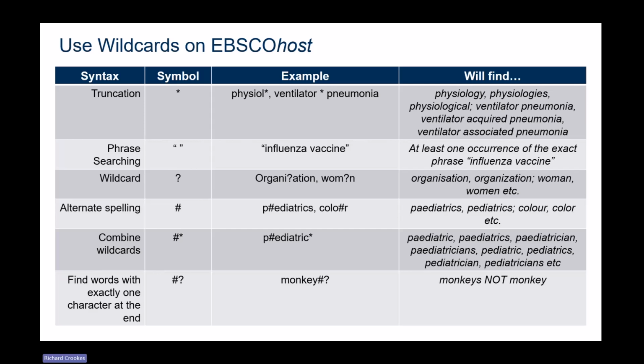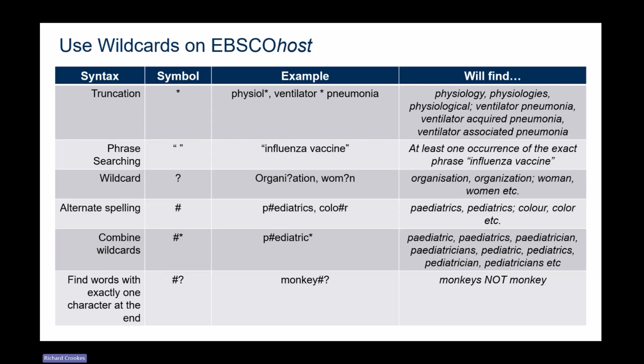The wildcard is the question mark there, so that replaces a single or unknown character. If you're looking for organization with both spellings, then you can replace the S and the Z. If you're looking for woman or women in terms of gender for that research, then you can replace the A or the E there. You can use alternate spelling as well.